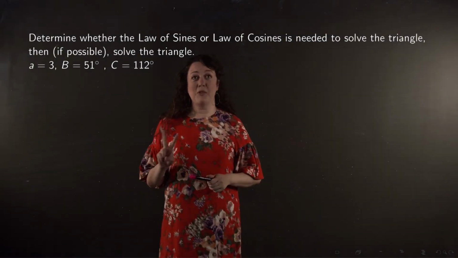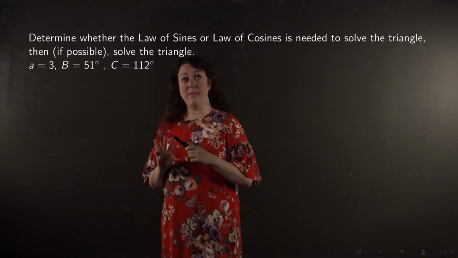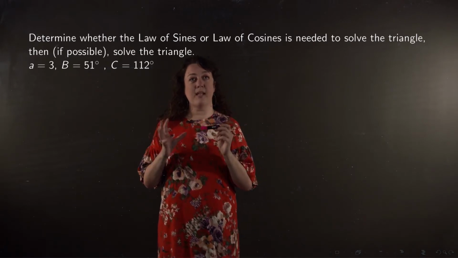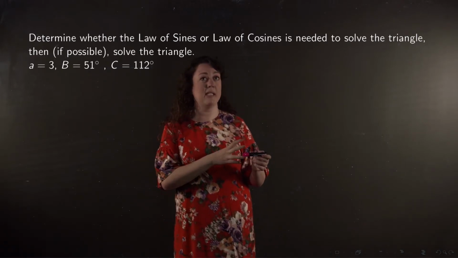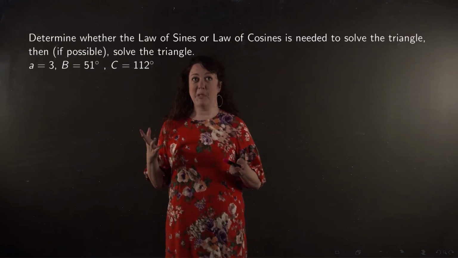Okay, this time we're given two angles and a side, but none of them correspond to each other. So we have little a, big B, big C. In order to use law of sines, I need a full set. I need both A's, both B's, or both C's. In order to use law of cosines, I need two sides. Bummer, I don't have any of those things.